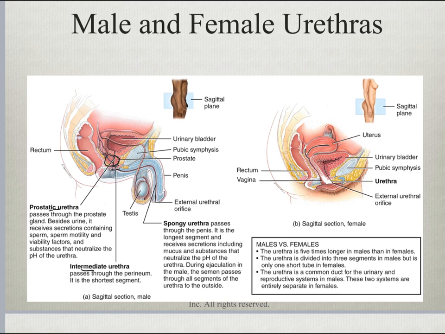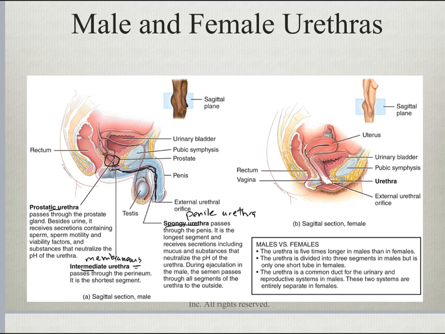You can also use intermediate. We'll write membranous here. Membranous is a little bit easier to learn because it is moving through a membrane. And then the majority of the urethra right here is moving through the spongy portion, the corpus spongiosum, the spongy portion of the penis, so it is called the spongy urethra. You can also call it the penile urethra.